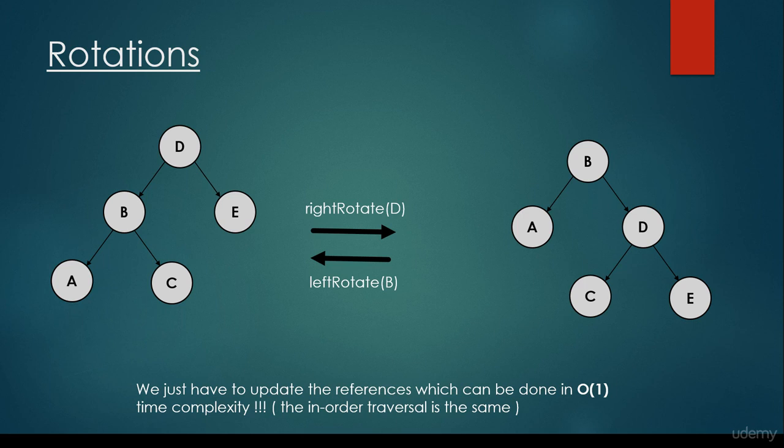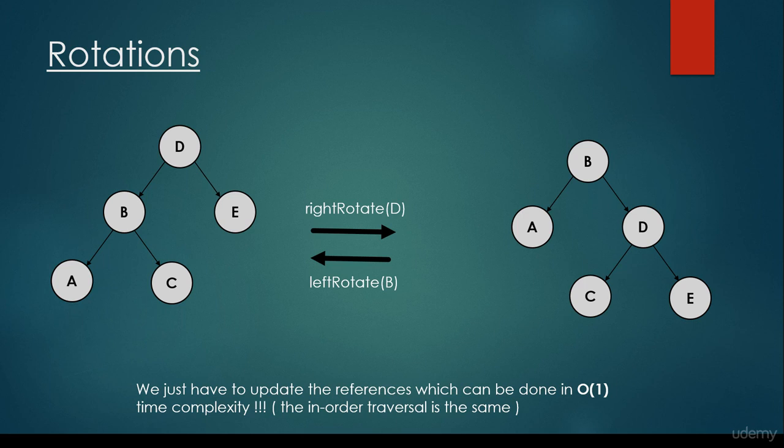Okay. It's very important to know that if we make a right rotation and then a left rotation, then we are going to end up with the same tree. So we can make a right rotation, and then we just have to make a left rotation, which is rotating the whole subtree to the left. So after rotating the tree where the root node is B, we rotate it to the left, then of course we end up with the original tree, so the root node is going to be the D again. We just have to update the references, which can be done in order 1 constant time complexity, so that's why these rotations are not that expensive.